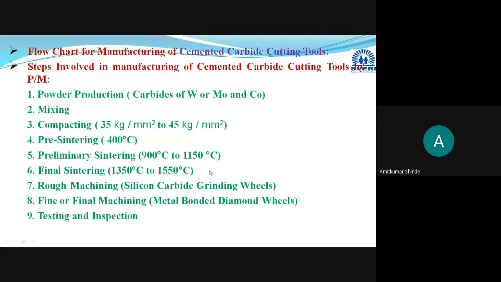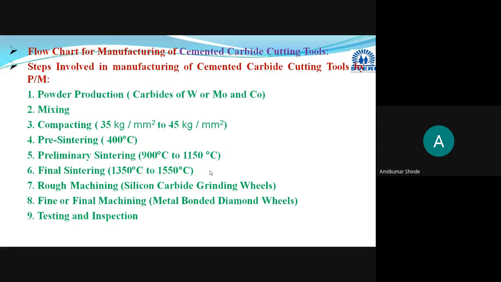Now both the sintering processes are done in a reducing atmosphere, or you can say a neutral atmosphere is used. And among these gases, you can use the hydrogen atmosphere here. In the presence of that H2 gas atmosphere, these two sintering processes are done.